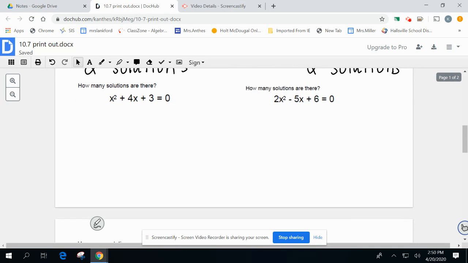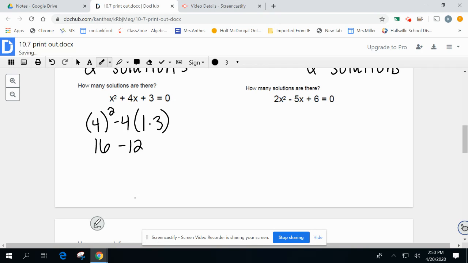Okay, on the next problem, 4 squared minus 4 times 1 times 3. So 4 squared is 16. Negative 4 times 1 times 3 is negative 12. So I get 4, which is two solutions.